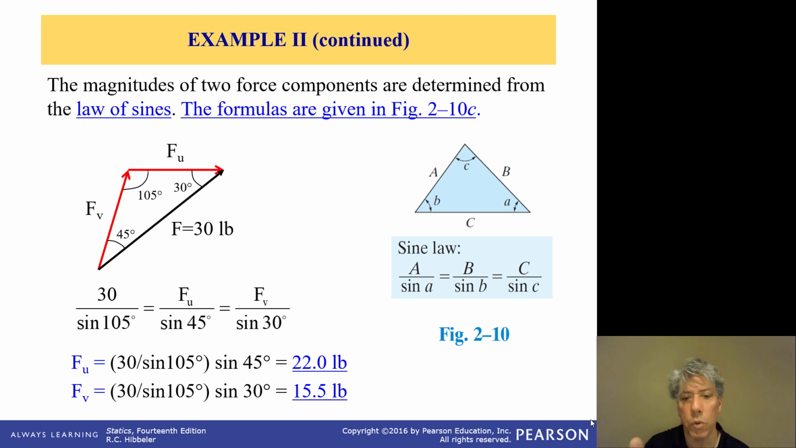Now, you couldn't check your work by taking these two and adding them with the square root of the sum of the squares. As a matter of fact, what you'd have to do is use the law of cosines to figure out whether or not you got it right. Because, of course, these two should add up vectorially to 30 pounds.